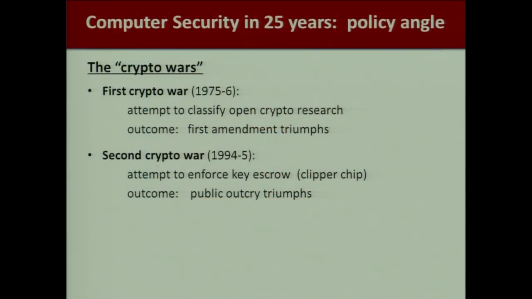I don't know if you are aware of this, but modern crypto was actually invented here at Stanford by Diffie, Merkle, and Hellman. Hellman was a professor at EE at the time. This was done in 1975, 1976. And when they tried to publish their papers, there was an attempt to classify all open crypto research, so that crypto would not be allowed to be done in the open community. Fortunately, we do live in a country that has the First Amendment, and research is protected under speech, so that didn't go too far.